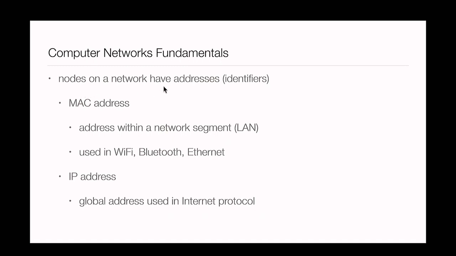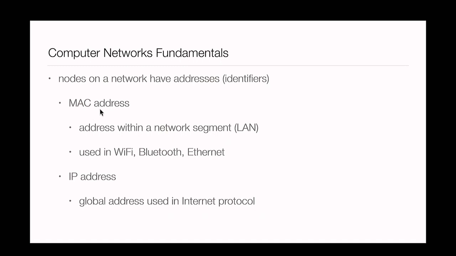Every node on a network needs to have an identifier. If you're going to connect two computers, the computers need to know how to find each other, so they need to have an address of some kind. On a local area network, the MAC address is typically what's used.